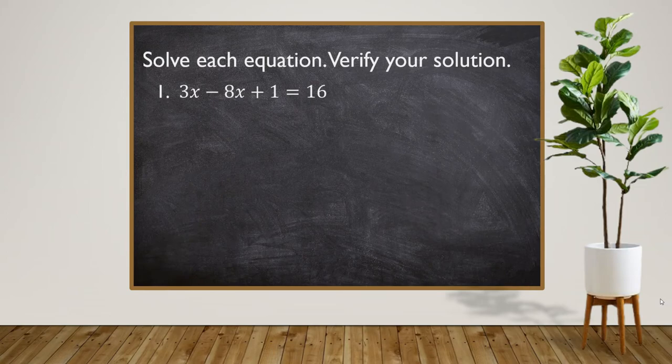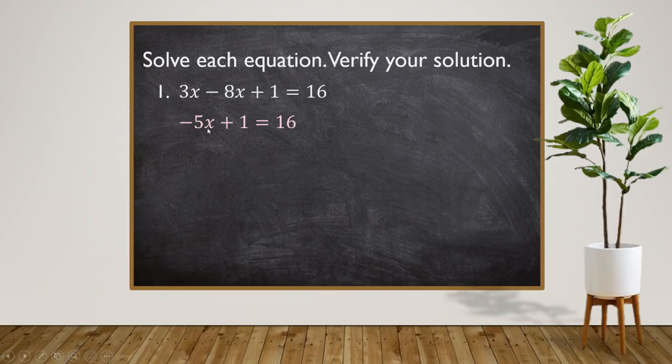For number 1, we don't have parentheses, so we don't need to distribute. So we'll just go down the line, but we do need to combine like terms because we have 3x minus 8x, and they are on the same side of the equal sign. So when I combine 3x minus 8x, just subtract their coefficients. 3 minus 8 gives us negative 5 and keep the variable part. Okay, we'll bring down our plus 1 equals 16.